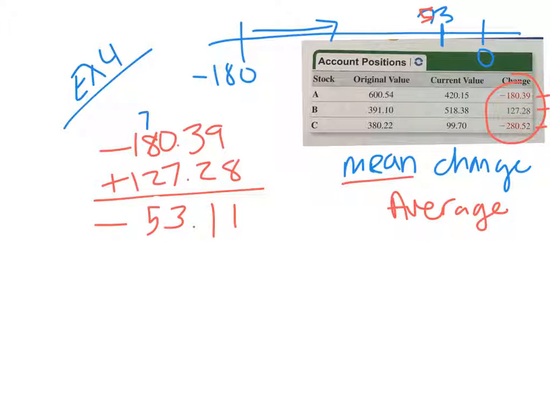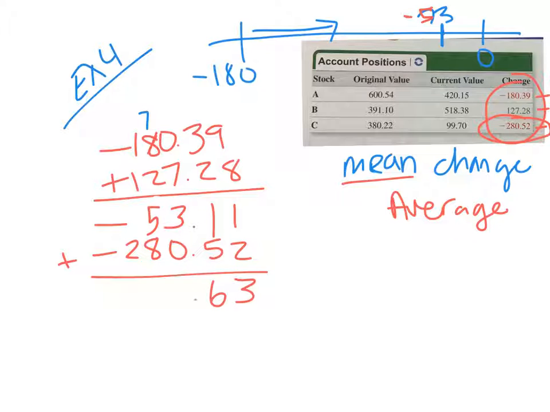Okay, so we have 53.11 and we need to add the negative 280.52. Now both of these are negative, so I'm actually going to go further negative, aren't I? It's a negative minus a negative. You do add the numbers, but you then throw a negative in front of it. So I'm actually adding. So negative 333.